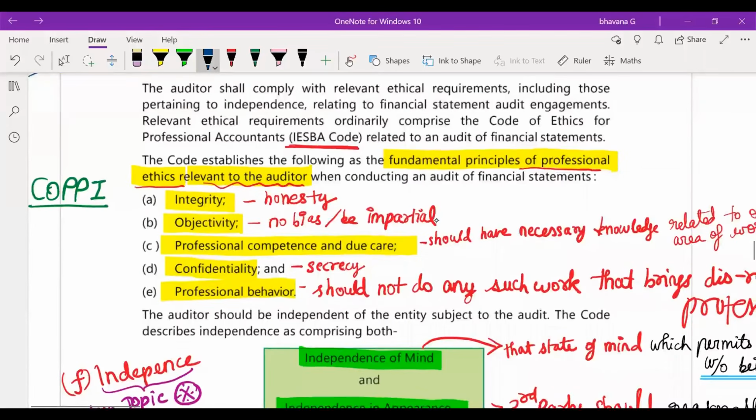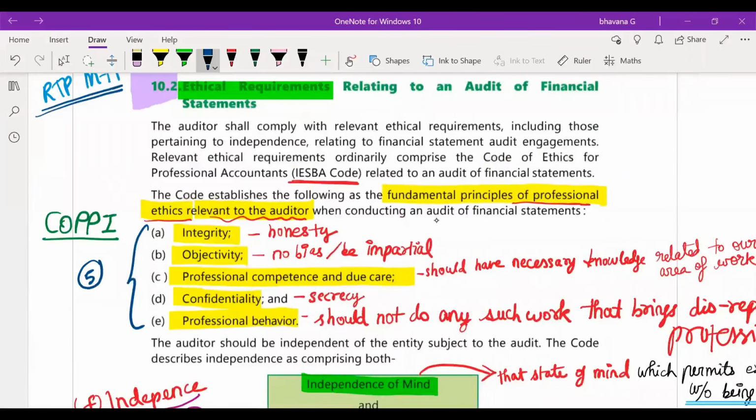Okay, so here you can see 5 ethical requirements they tell you. The short form of this is COPPI. C stands for confidentiality, O stands for objectivity, P stands for professional competence and due care, another P stands for professional behavior, I stands for integrity. So these are the 5 ethical requirements that are relevant to the auditor and that the auditor should follow.